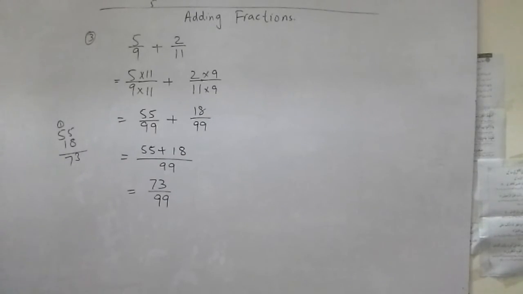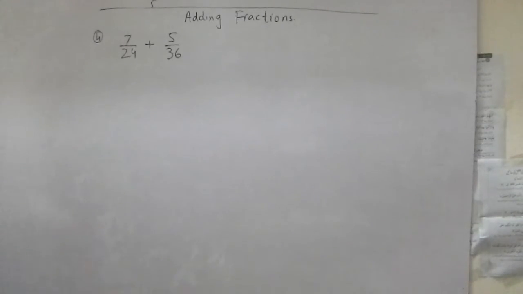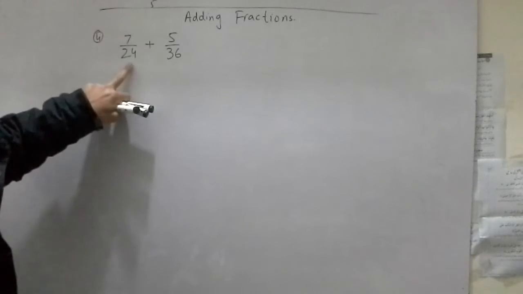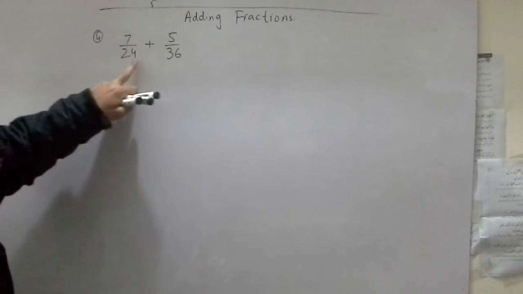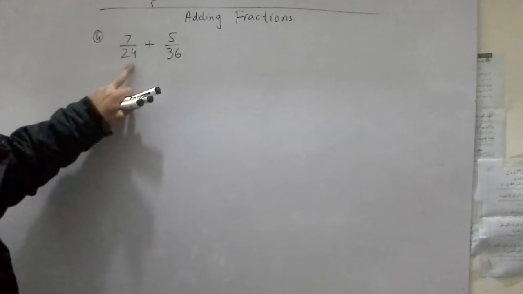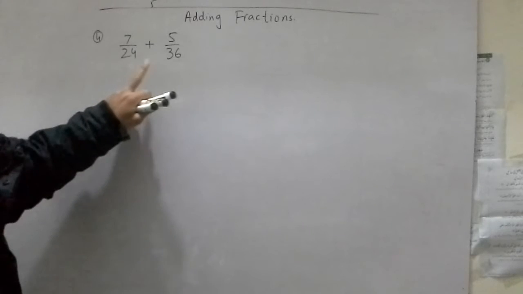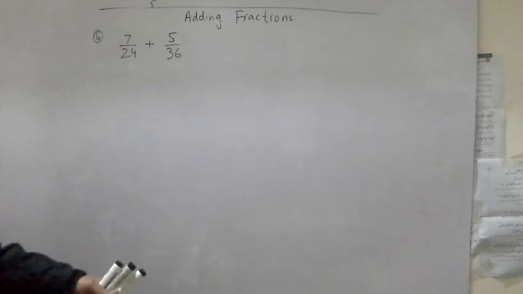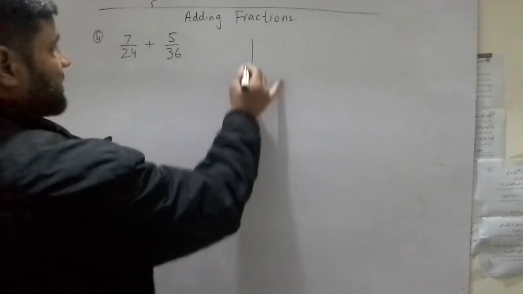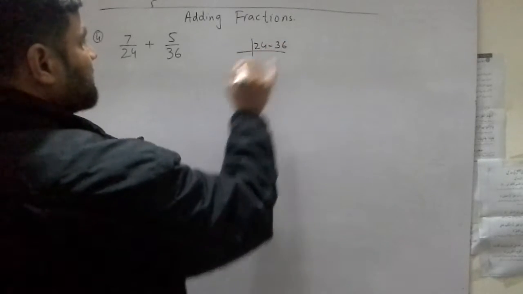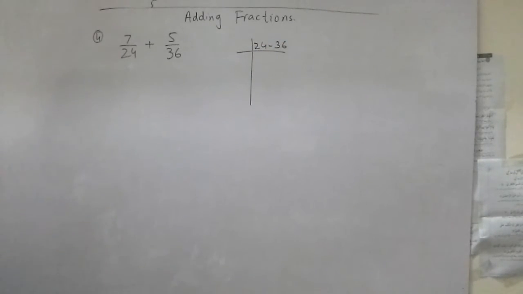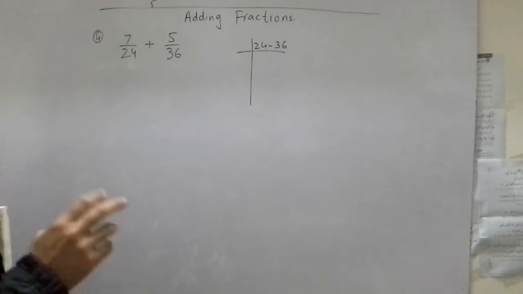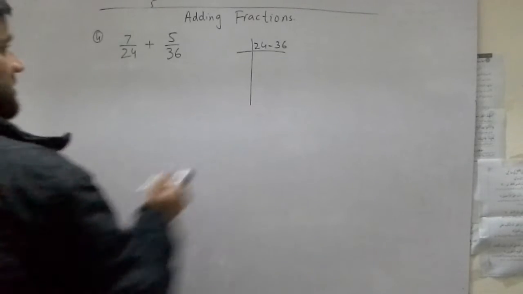We will move on to question number 4 now. Our question number 4 is 7 over 24 plus 5 over 36. When you get these kinds of big numbers in the denominator, 24 and 36, and you are looking for the lowest common multiple by which we can make our denominators the same, in this kind of thing we can make a grid and work out the lowest common multiple. Now in this question, what number can divide into 24 and 36? The smallest number which can divide into 24 and 36 is 2, because these both are even numbers.